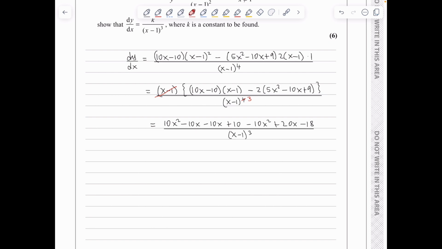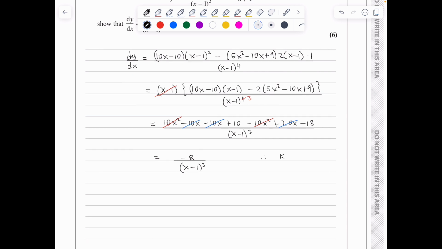We can immediately see that the 10x squared with the negative 10x squared will cancel out, and the minus 10x will go away with the 20x. Well, 10 minus 18 is simply negative 8, and we've got negative 8 over (x minus 1) raised to the power of 3 as the expression for dy/dx, which means I can conclude that k is equal to negative 8.